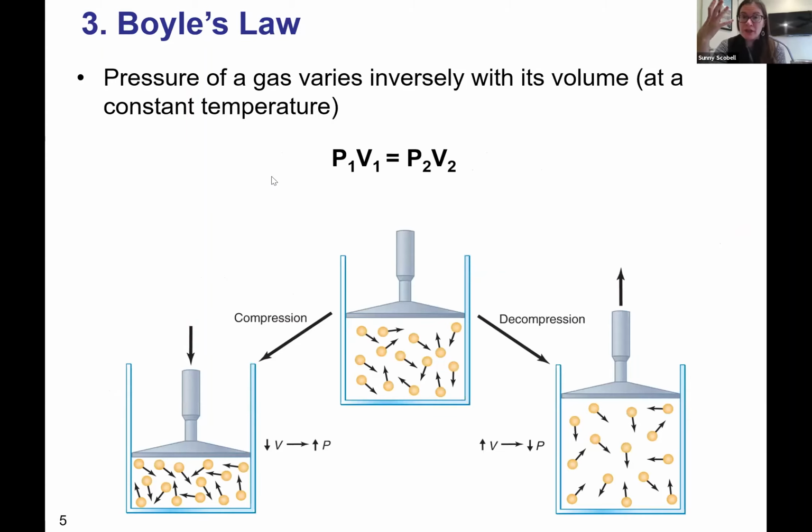So now we're going to think a little bit about the physics of how gases behave in containers. Boyle's law is a pretty simple calculation that allows you to predict how, if you change the volume of a container with a specified amount of gas in it, it's going to change the pressure.